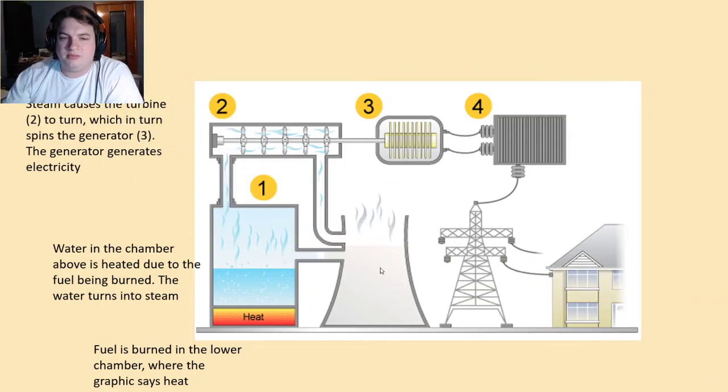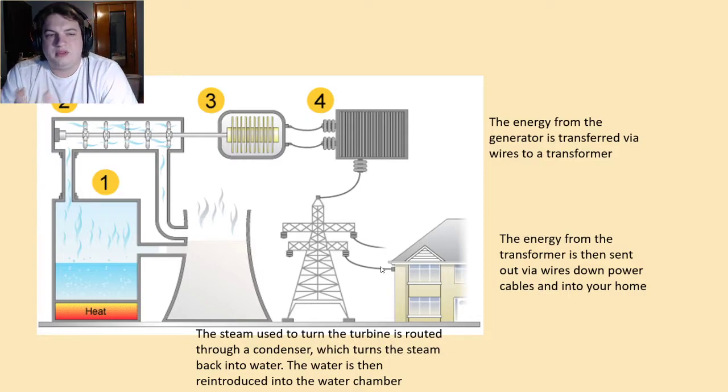So our next one. The steam in the turbine comes down to this condenser, and it's going to get turned back into water in my condenser and be reintroduced to my water chamber. The energy that's being generated in my generator at 3 is going to be transferred via wire to a transformer, and then from my transformer it's going to go through power cables, and it's going to go into your home. This is how you get energy in your home.